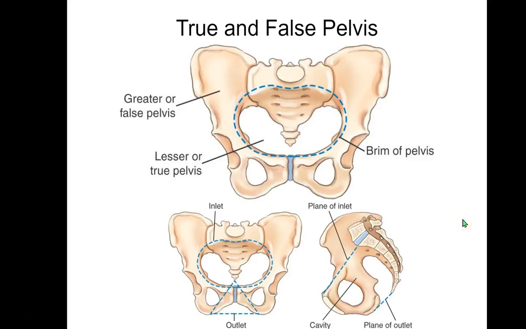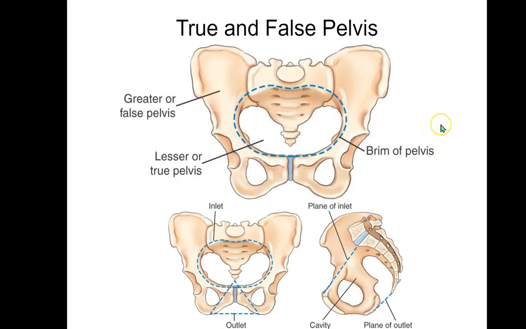All right, welcome to part 3. In part 3, I'd like to begin by discussing the differences between the true and the false pelvis. So let's start by identifying the brim of the pelvis. And you can see it's kind of outlined here with this blue dotted line.